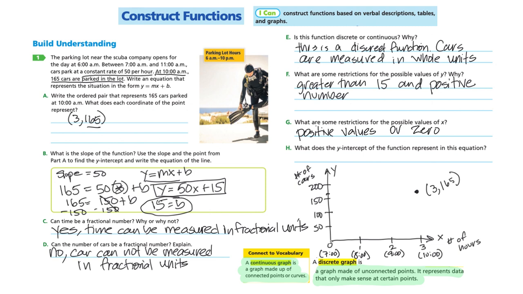H, what does the y-intercept of the function represent in this equation? And remember again, the y-intercept is your initial value, so that is the number of cars that were in the lot at 7 a.m. or at the beginning.